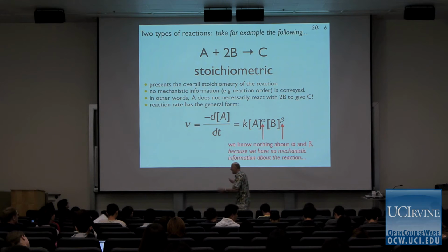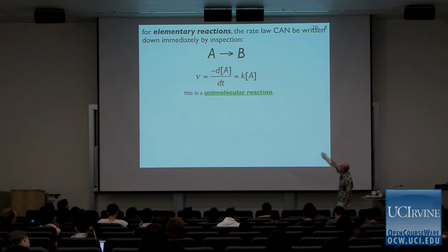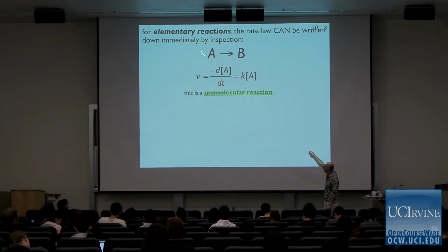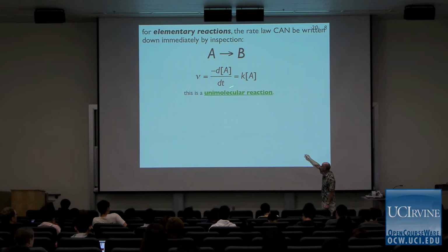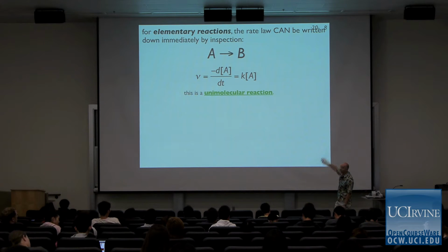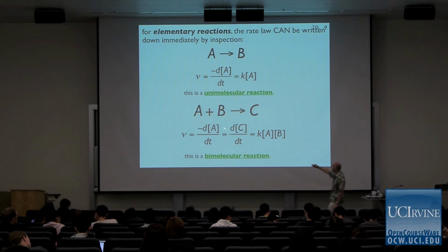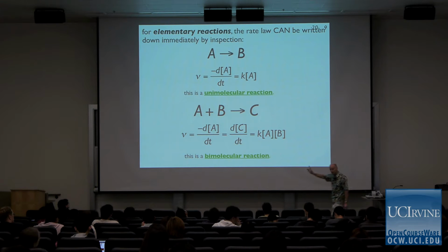Okay, so there are 2 types of reactions. Stoichiometric ones don't convey any kinetic information. They tell us about the stoichiometry of reactants and products. And the elementary reaction. For elementary reactions, the rate law can be written down immediately upon inspection. If this is our elementary reaction, it's a unimolecular reaction. All that means is that there's a 1 in front of this A. We call it unimolecular. The differential rate law will be this, where there's a 1 exponent on the A, because there's a 1 in front of the A. If this is our elementary reaction, then the differential rate law is going to look like this, and there's a 1 exponent on the A and the B because there's a 1 stoichiometric coefficient in front of the A and the B. You get the idea.